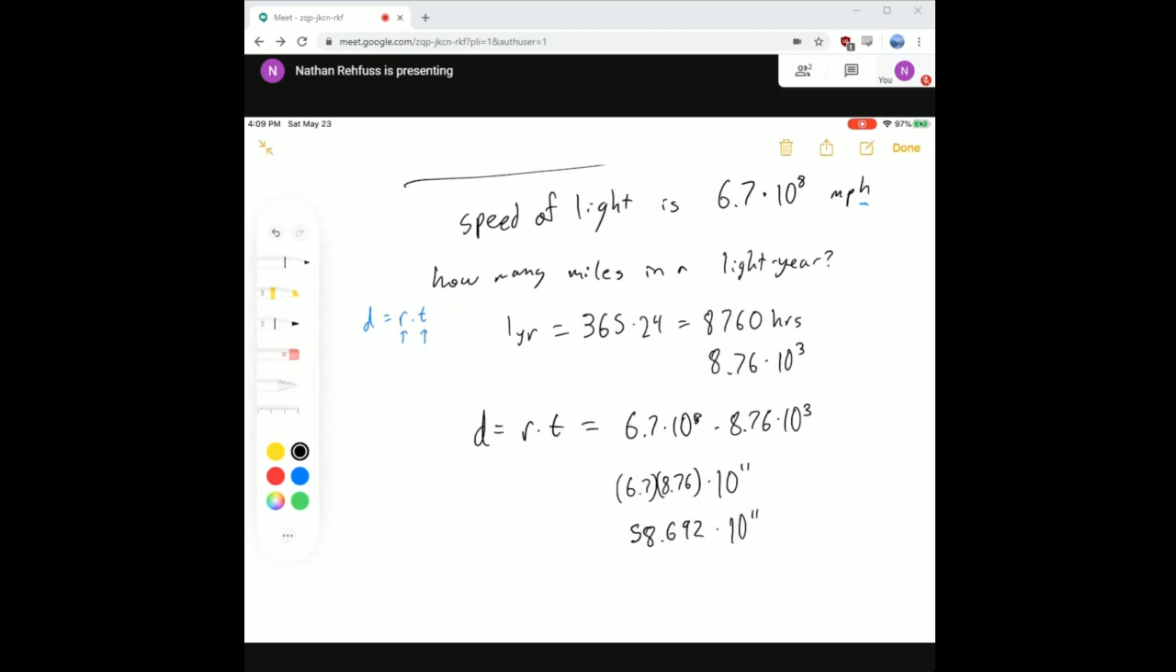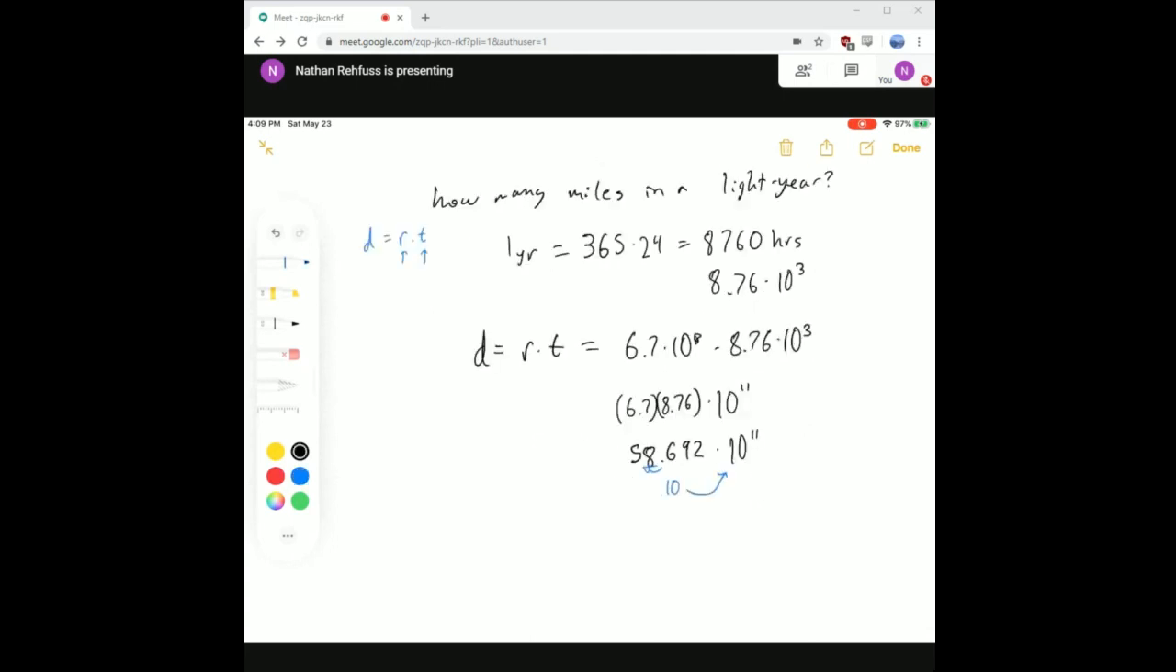But this number isn't between 1 and 10. So I'm going to take a power of 10 away from here and donate it over here. So instead of writing 58 times 10 to the 11th, I'll write 5.8692 times 10 to the 12th. And that is how many miles are in a light year. Do you see that? It's kind of a neat trick. Let me show you that trick a couple more times.